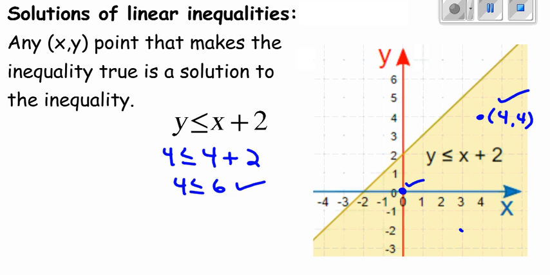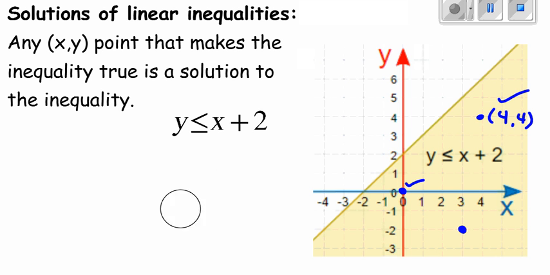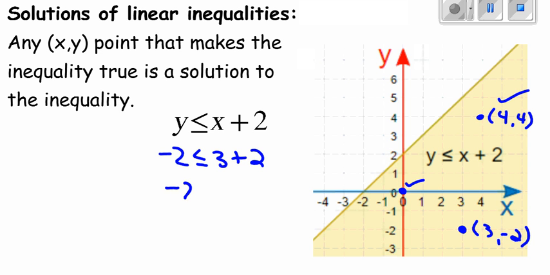All right, let's try one down here in the negative zone. Let's go with 3, negative 2. So when x is 3, y is negative 2. And negative 2 is less than or equal to 5. That checks.